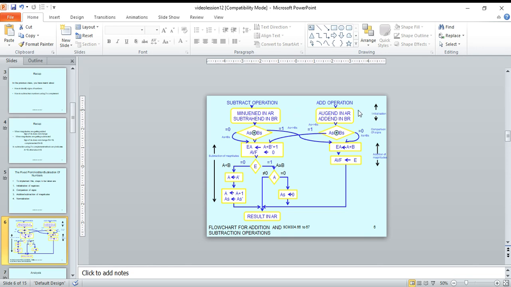Whether it is an addition operation or a subtraction operation, we have to initialize the registers with the corresponding numbers. The first value, the augend, is placed in the AR register, and the second number, the addend or subtrahend, is placed in the BR register. For example, I want to do the addition operation, so I place the two numbers in the two registers.